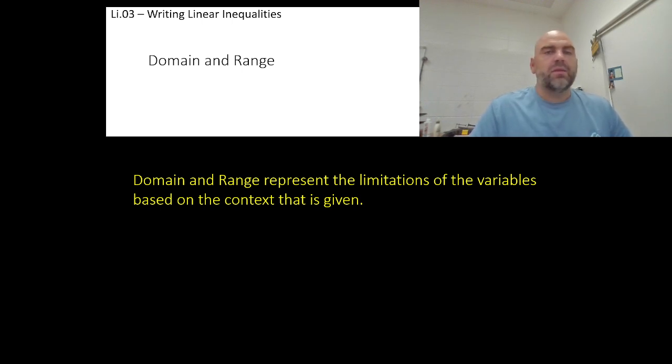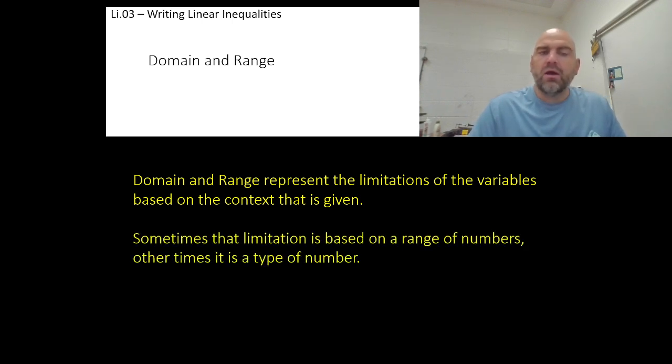Okay, some of it we might think of as being very straightforward and standard, but it is still important that we put out there what values can be used. Now, sometimes that limitation is going to be based on a range of numbers, and other times it's going to be on the type of number that we can use, and sometimes there's some back and forth as well. So let's take a look at different ranges of numbers.